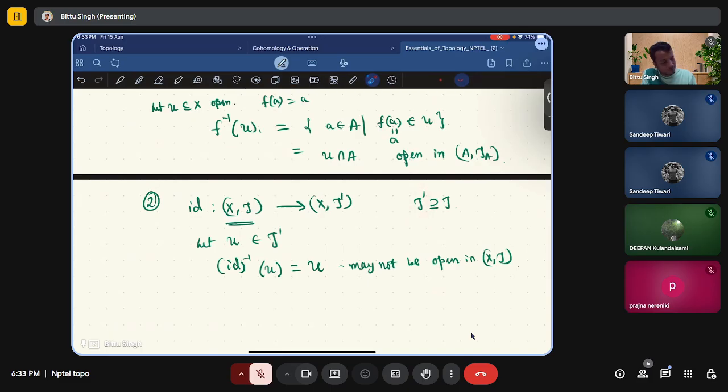Right? So this identity may not be continuous; no, identity is not continuous if tau dash is strictly finer.